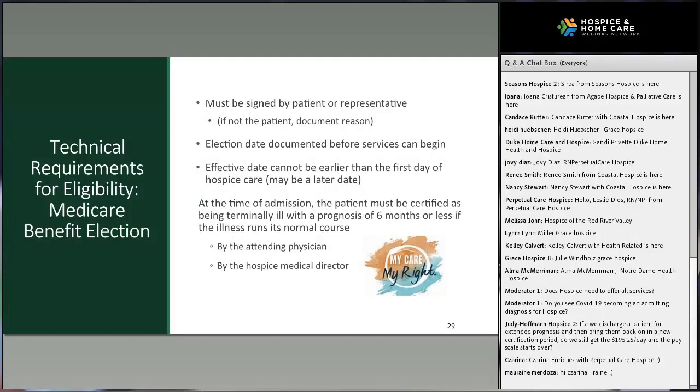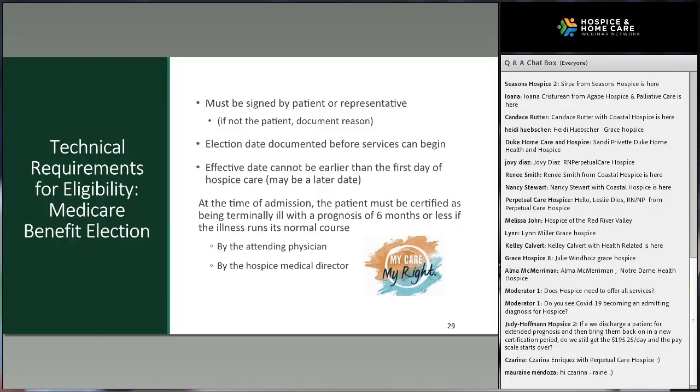So under technical requirements, the Medicare election benefit must be signed by the patient or representative, and if it is not the patient, there is a line there to document the reason why the representative is signing it. The election date must be documented before services can begin. The election date cannot be earlier than the first day of hospice care. You can date it at a later date, but you cannot date it before, because technically you start billing from the day that they elect services and you go out there.